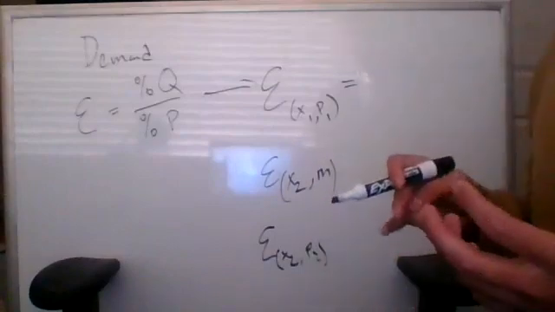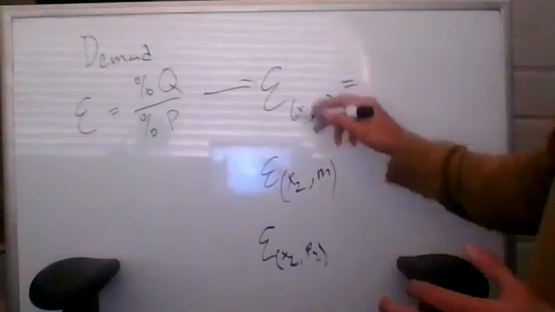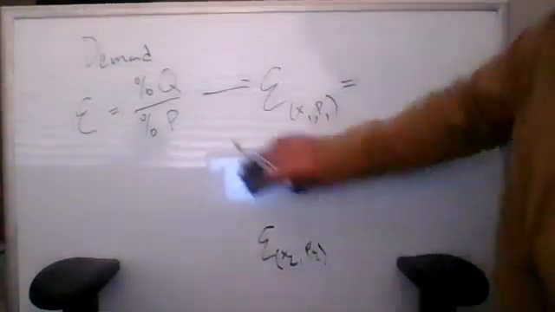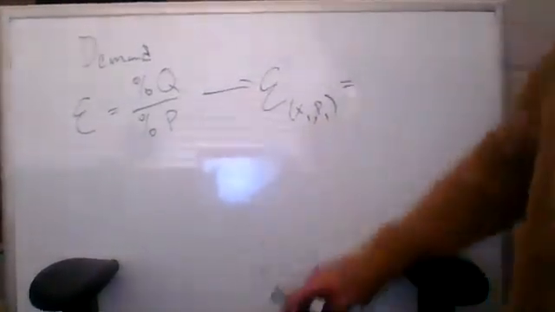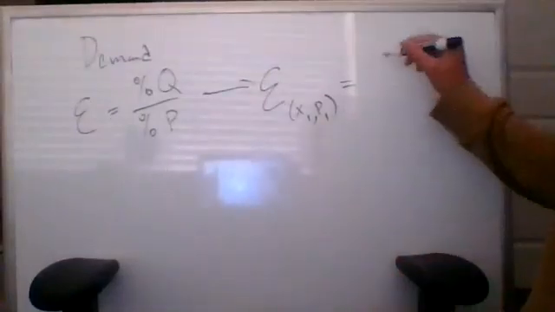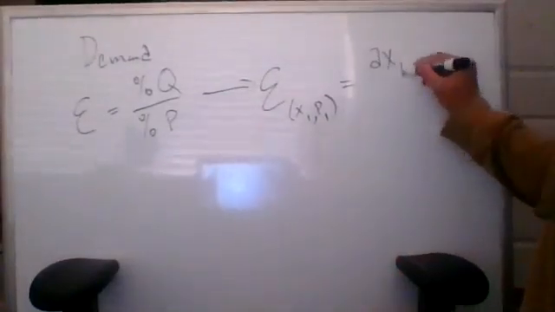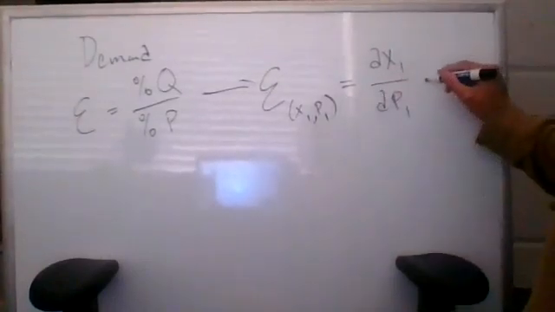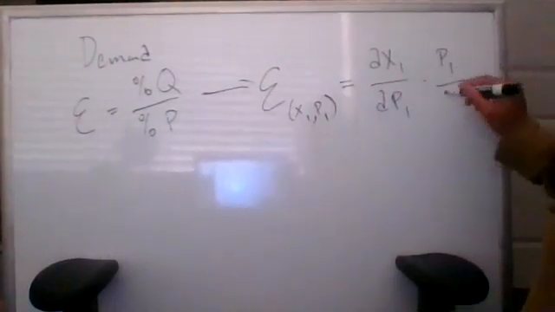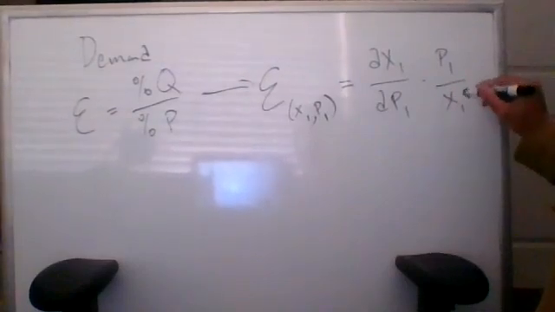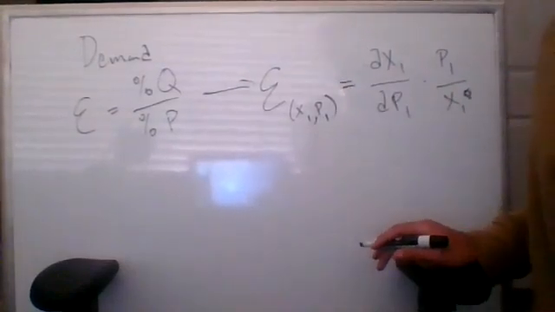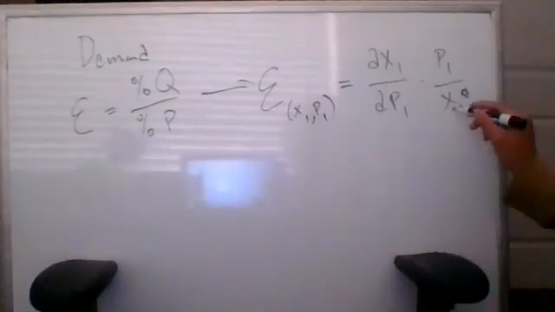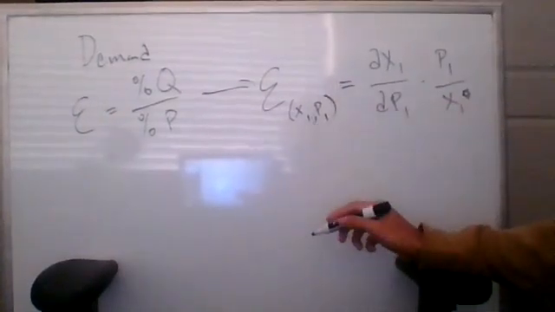with regard to elasticity. But to formalize our equation, let's just erase this. To formalize our equation, this will be the partial derivative of x1 with respect to p1, times p1 over x1 star. And x1 star, you'll notice, is just the demand function that we start off with.